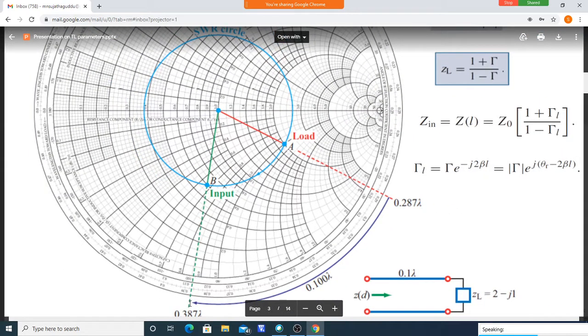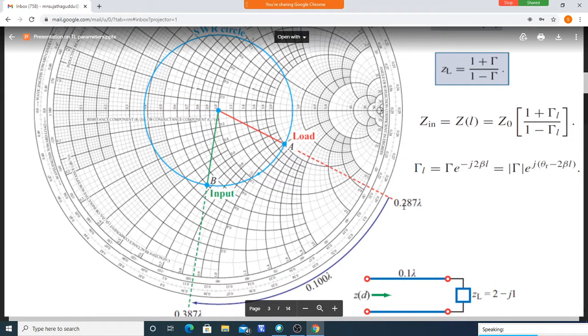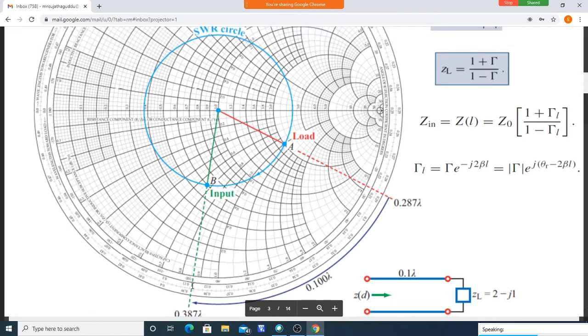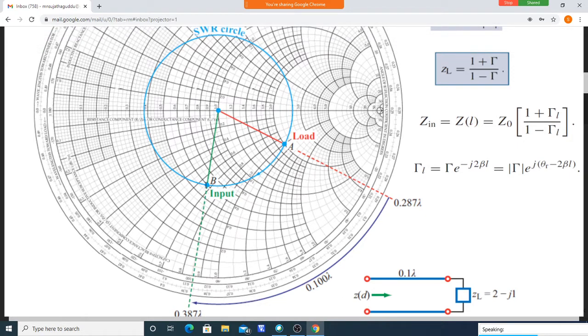From here, this is 0.38. How did you get this 0.38? To this, you add a 0.1. You will be getting 0.387. So that 0.387 is here. You stop here. From here, you draw a line to the center of the Smith chart. This line intersects the VSWR circle somewhere here.